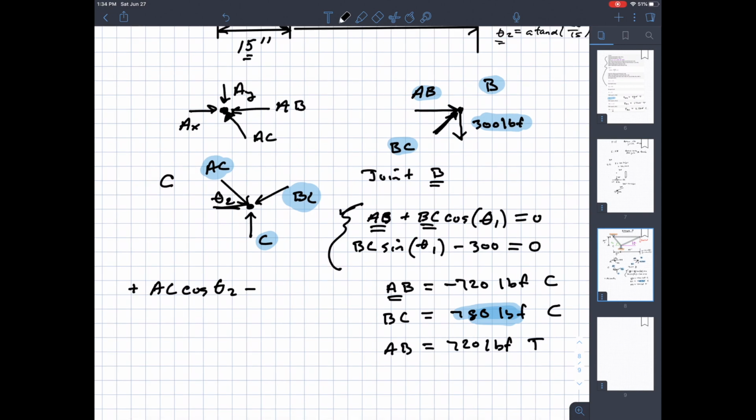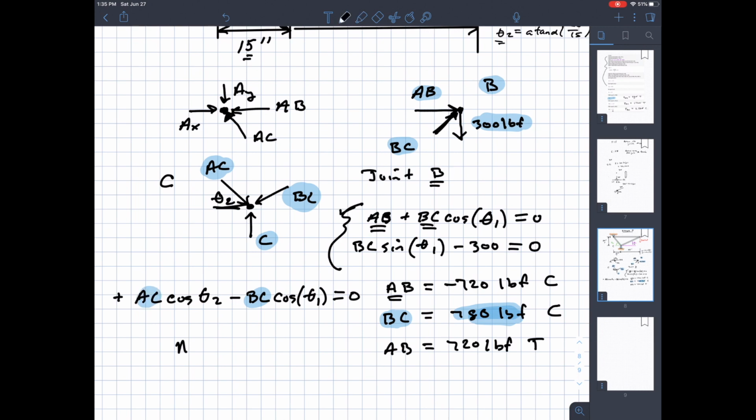And then BC. BC is moving back to the left, so that's a minus, and you resolve that in the horizontal direction, and you get cosine again, theta 1. All that's equal to 0. Okay, so that gives you the extra equation that you need. Because I already know BC, I can plug that in and solve for AC.